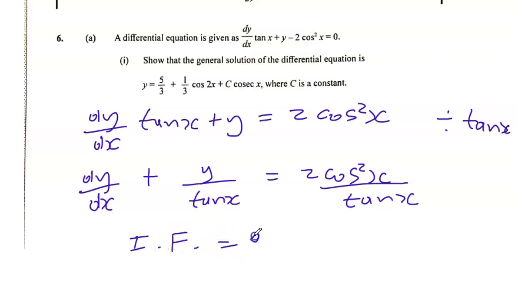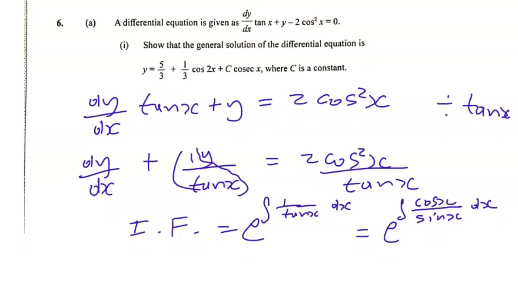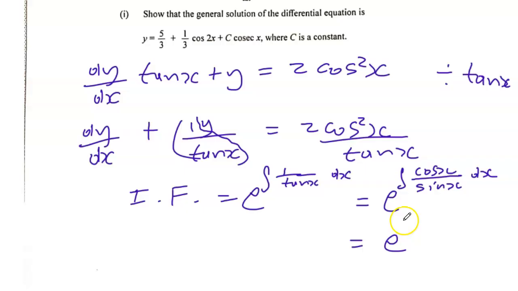is equal to e to the integral of the coefficient of the y. And the coefficient of the y is actually 1 over tan x. So 1 over tan x dx. And of course 1 over tan x is actually cos x over sin x, right? So this is e to the integral of cos x over sin x dx. And I integrate this, so it will be e to the log sin x. And e to the log sin x is equal to sin x.